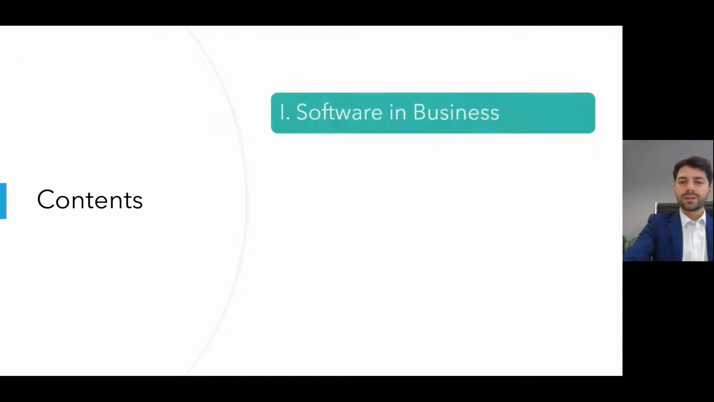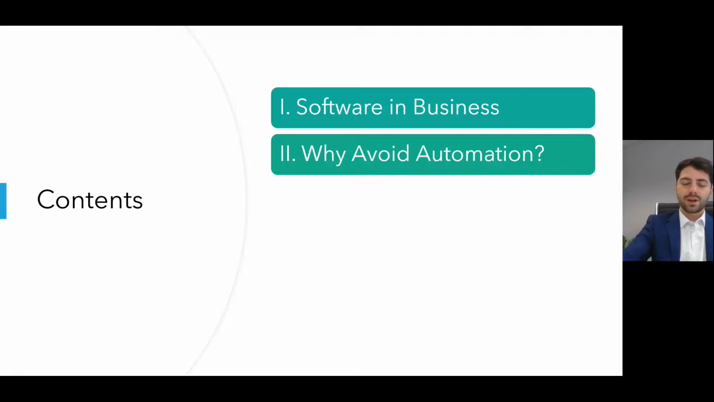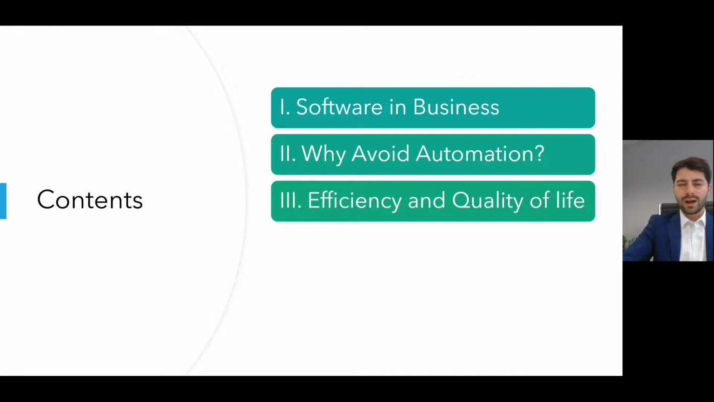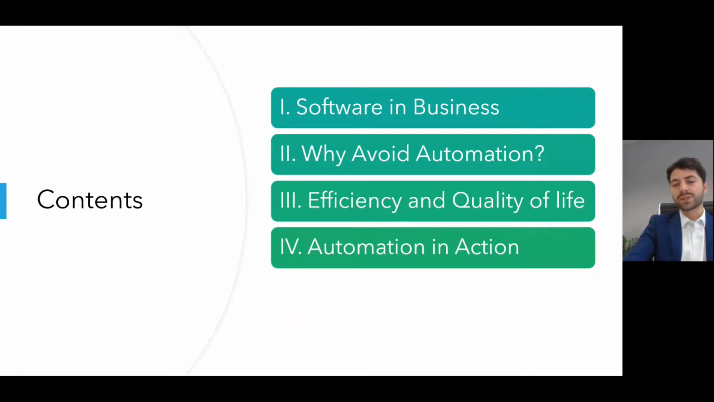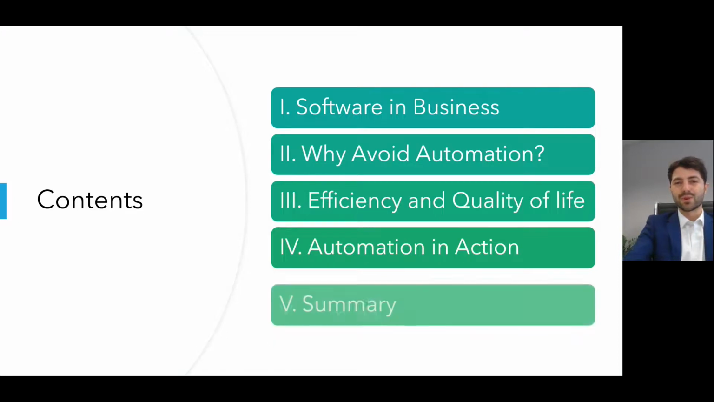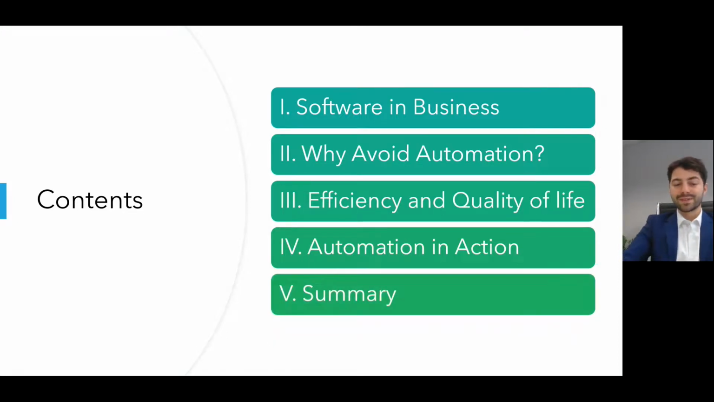I'm going to follow the structure here, which is I'm going to talk a little bit about software in business, how it's used, just to give you a bit of context. And then I'm going to talk about why some people choose to avoid automation. And then I'm going to move on to how automation software is used in business effectively, that's to say, to increase efficiency and quality of life. And then I'm going to give a few examples of how my business personally has used automation to those ends successfully, delivering on some of those promises. And then I'm going to summarize.